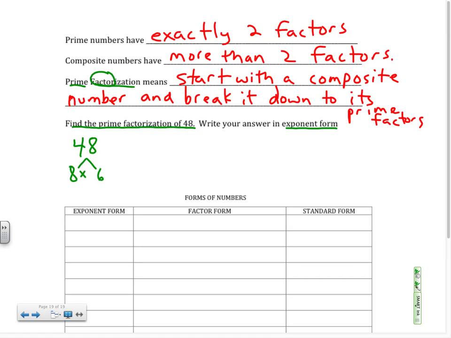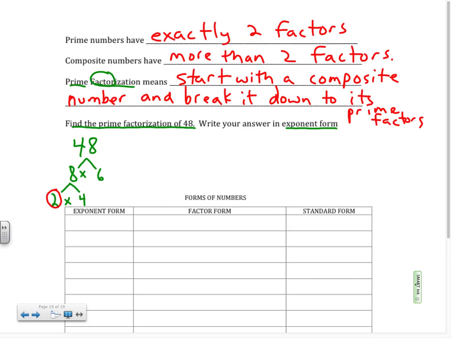I'm dealing now with the number 8 and the number 6. So I'm going to start with the number 8. I know it's composite. It has more than two factors. Two factors of 8 are 2 and 4. So 2 times 4 is 8. I can see that 2 is prime. That means I'm done. That's going to be in my answer.